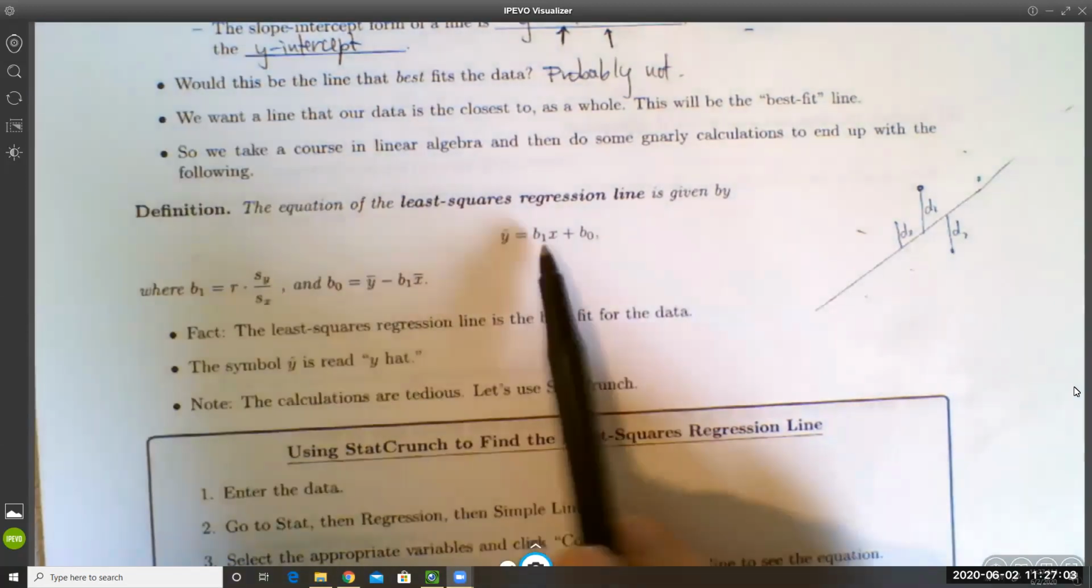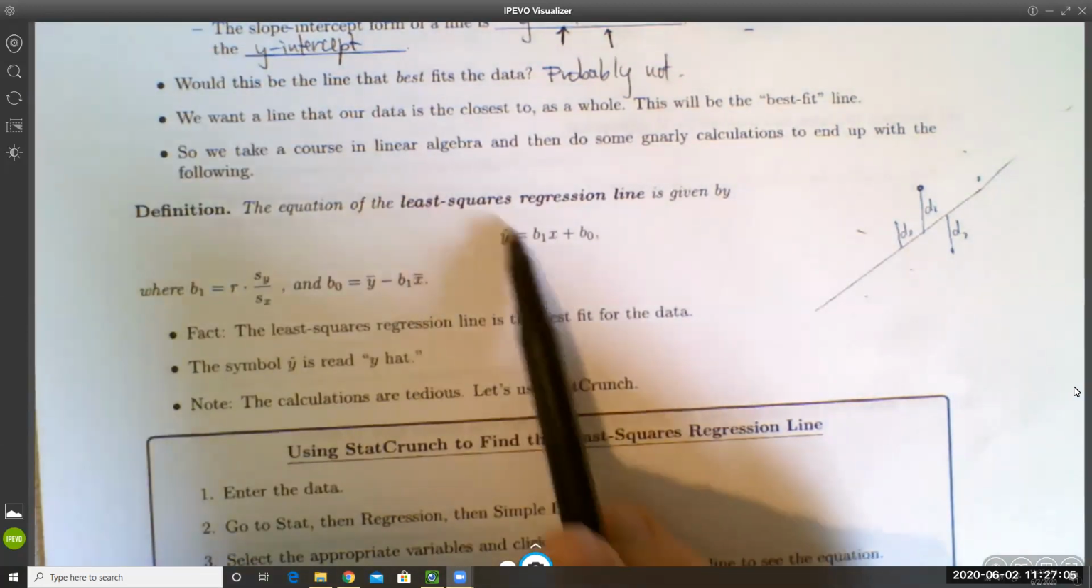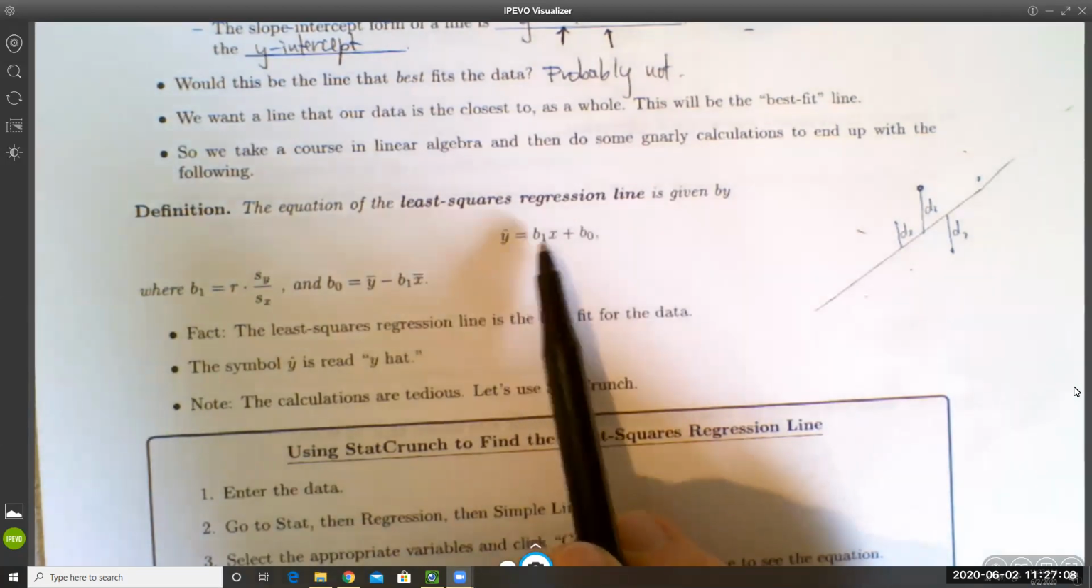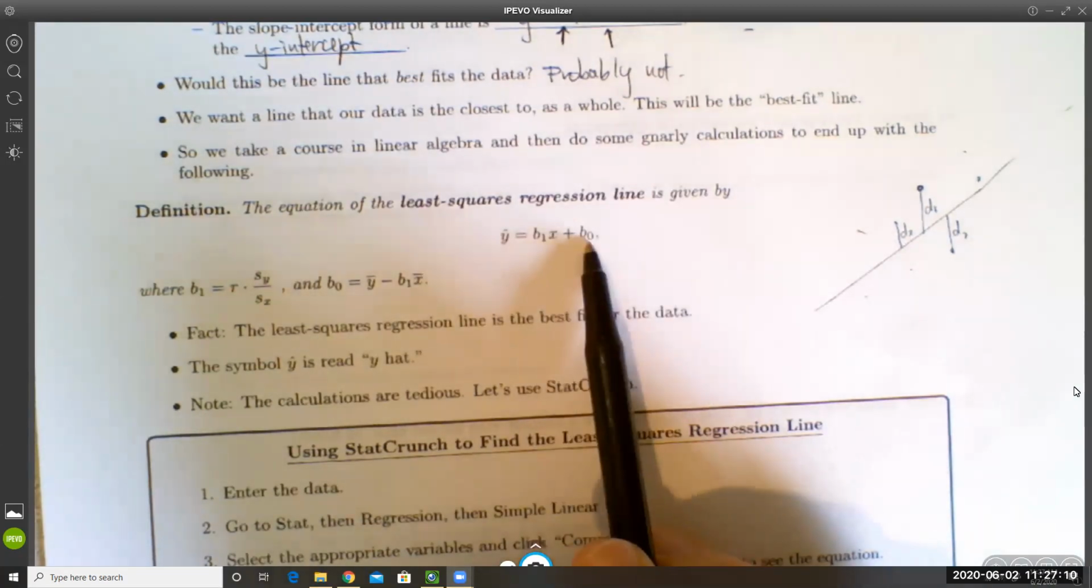So the least squares regression line, we read this symbol as y hat. So we say y hat equals b1 x plus b null or b naught or b0, whatever you want to call this thing.